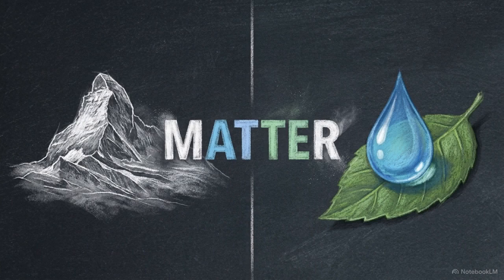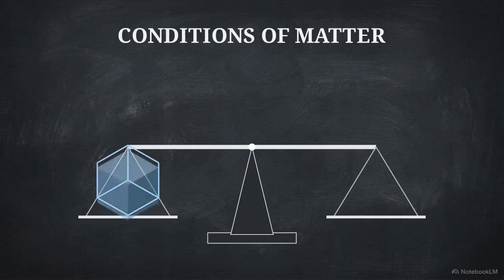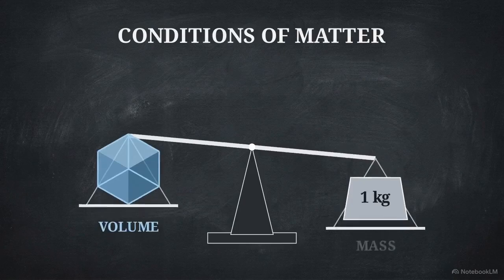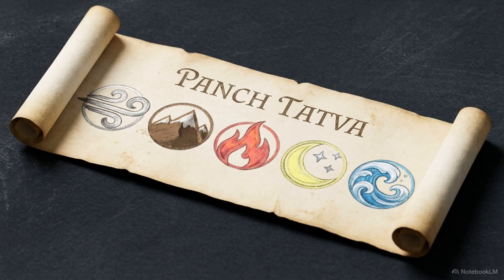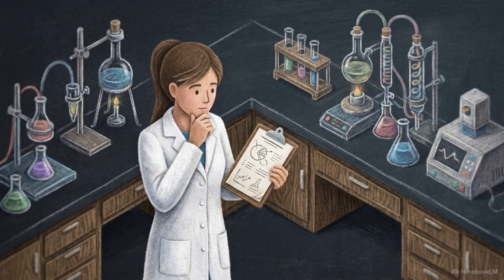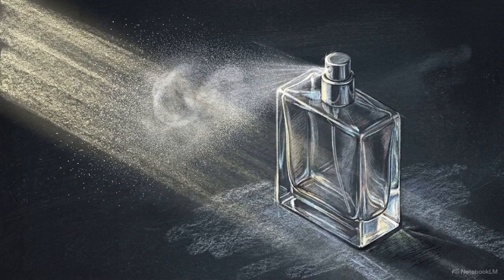Scientists call this material matter, and to classify as matter, a substance must satisfy two strict conditions. It must occupy physical space, meaning it has volume, and it must have mass. For centuries, early Indian philosophers categorized the physical world into the Panchtattva, 5 basic elements comprising air, earth, fire, sky, and water.